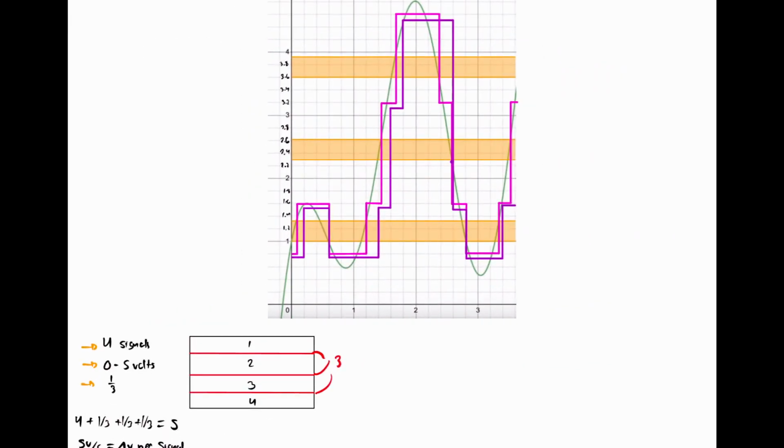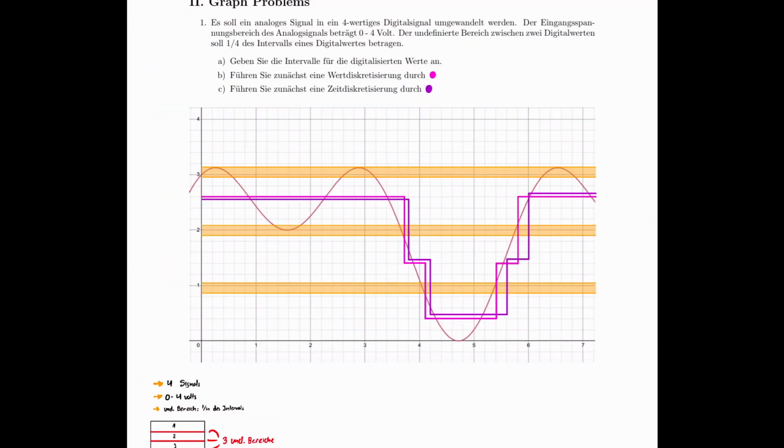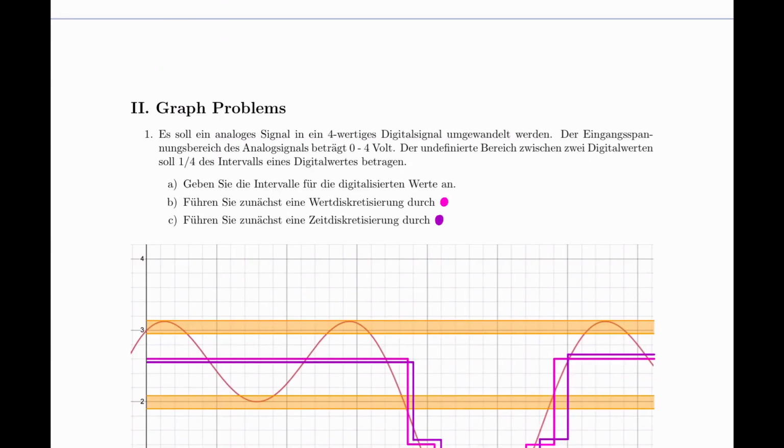That's pretty much how you do it. It's not that difficult. So now you guys have to just try to do the other ones. The solutions are already on the drive. You can also do them yourself. I don't think it's that big of a deal.